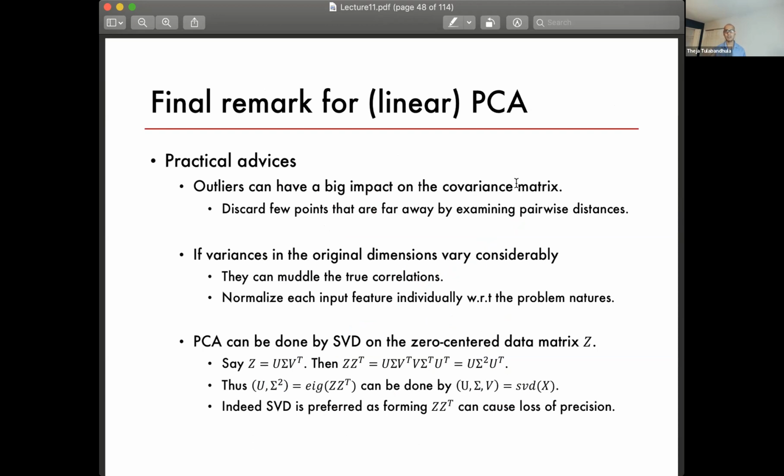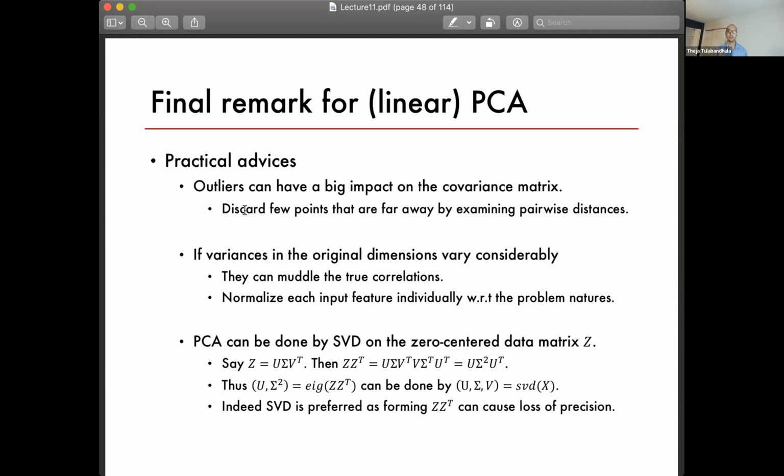And so if the data point is far away from the mean vector for the data set, then that will have an outsized impact on the estimated covariance matrix, and that can have a big impact on the choice of your principal component direction. Okay, and so there are ways to robustify your dimensionality reduction approach.